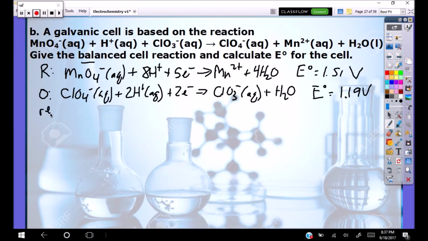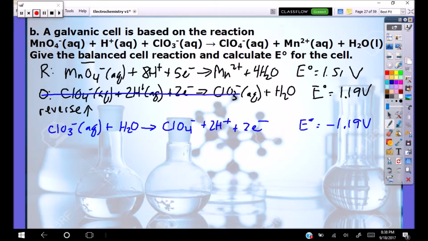So let's reverse this. All right, and this is gone. Now I need to balance my electrons. What do 2 and 5 have in common? We've got to multiply by 10. Or not multiply by 10, but multiply such that we get 10.